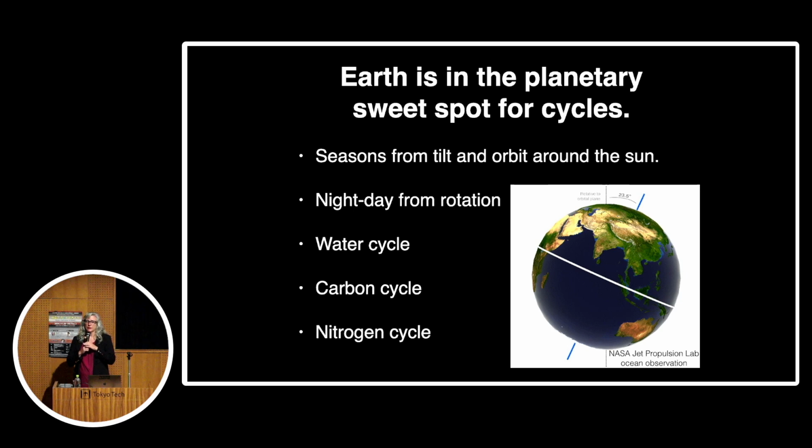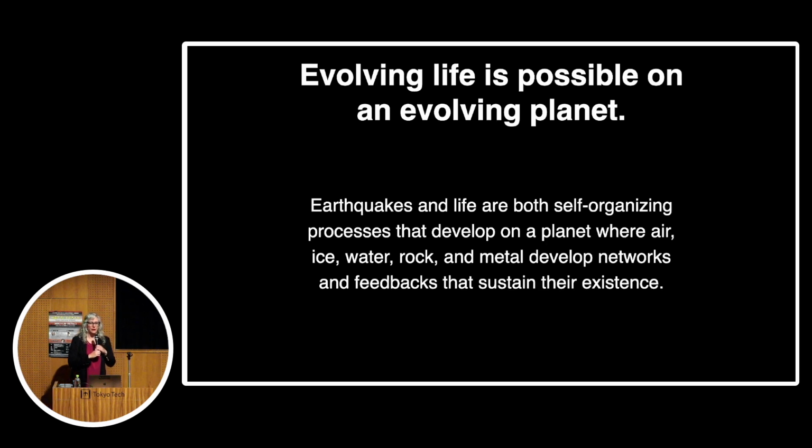So Earth is also in this sweet spot for cycles. We have seasons from the tilt and our orbit around the sun. We have night and day from rotation. We have a water cycle. We have a carbon cycle where carbon can enter rock and then it can enter the atmosphere and the water. We have a nitrogen cycle where nitrogen doesn't get stored in deep rocks, so most of our nitrogen is at the surface, which is most of our atmosphere. And so it's the ability for the planet to cycle not just one thing, but many of these things that provides the feedbacks for planetary circulation. So evolving life is possible on an evolving planet.